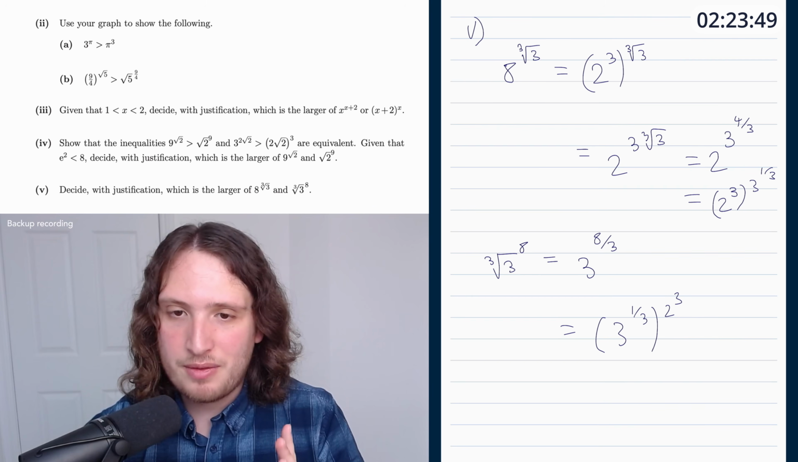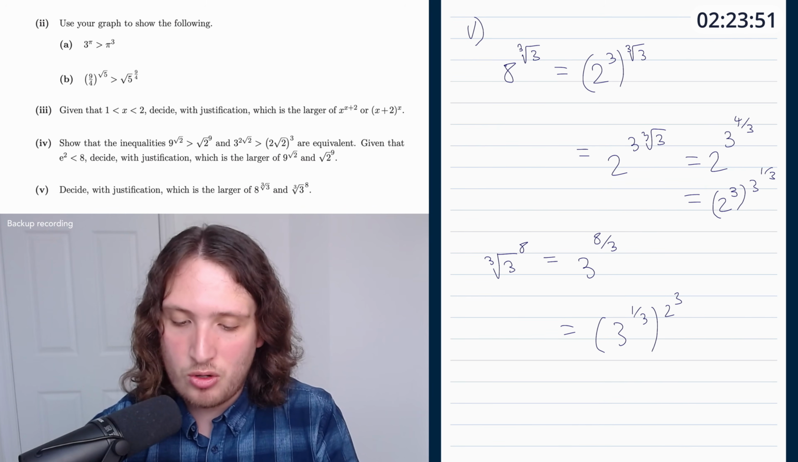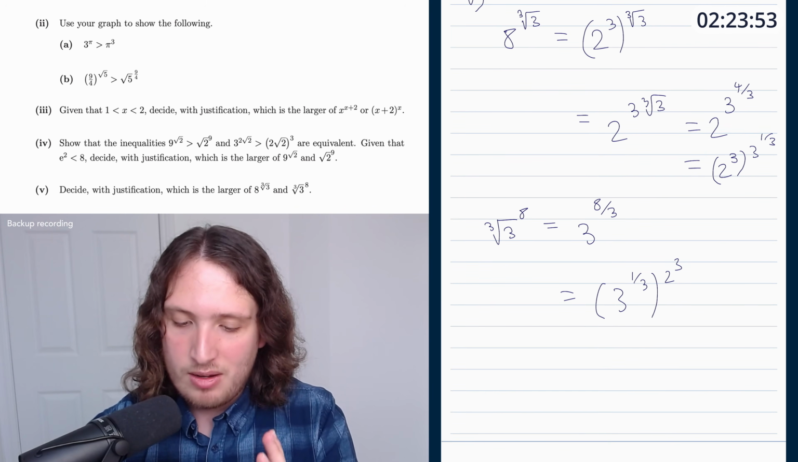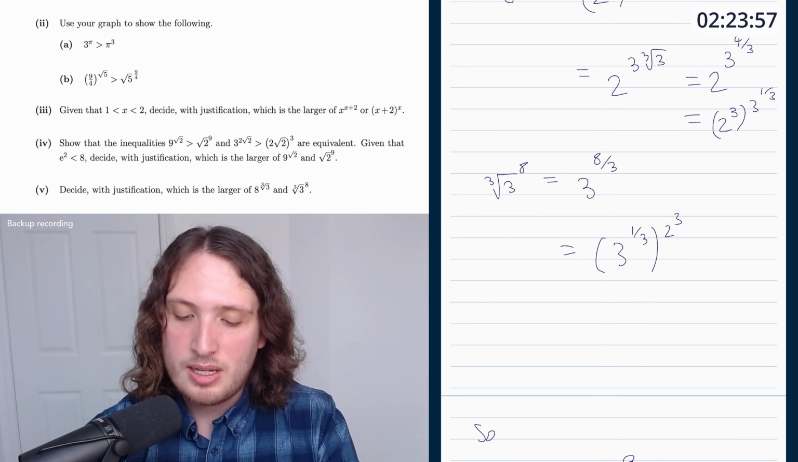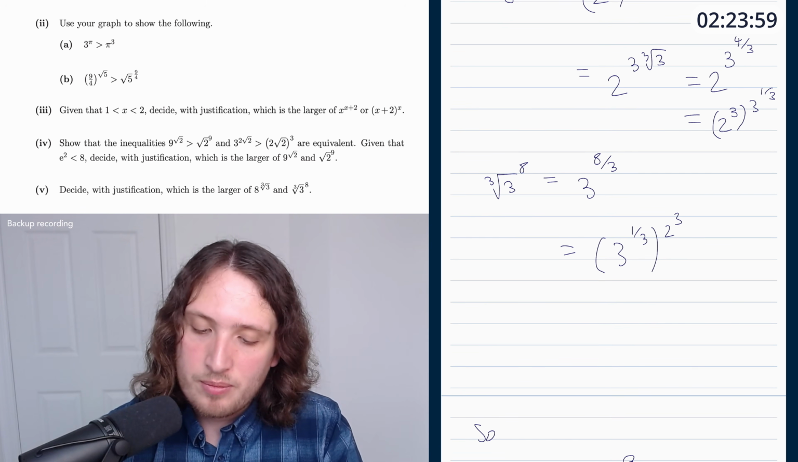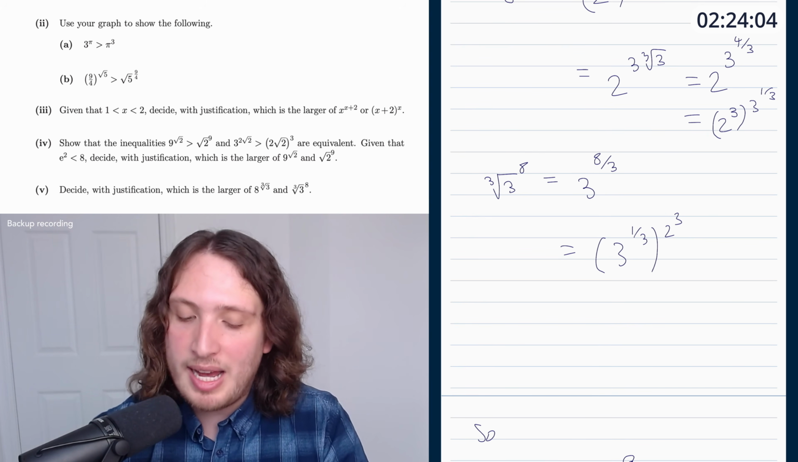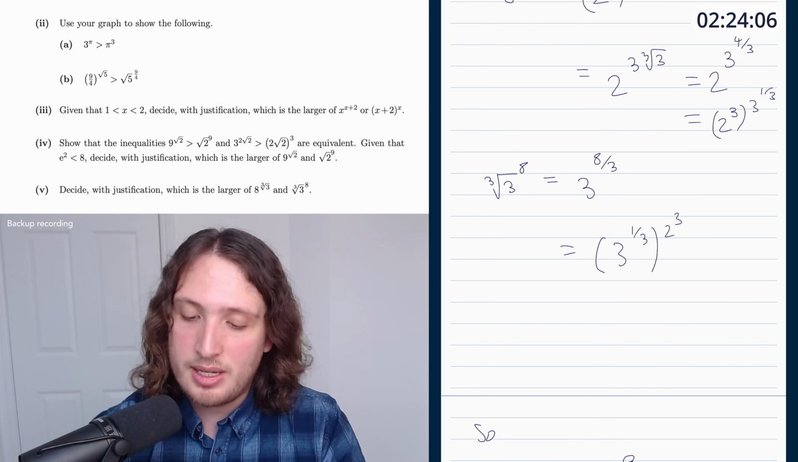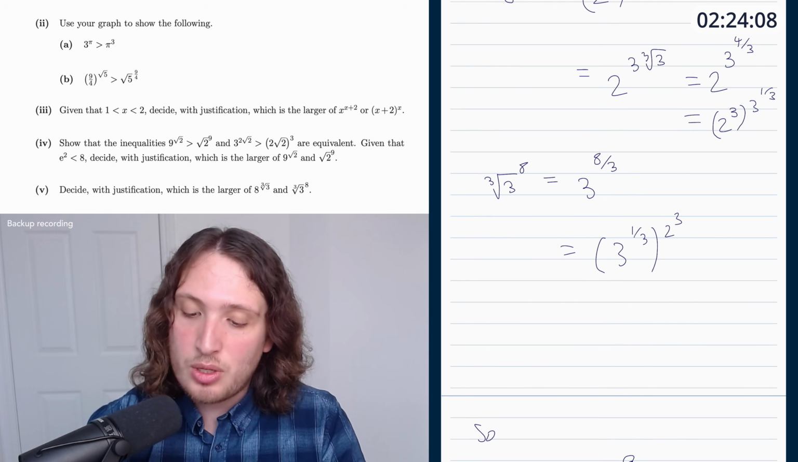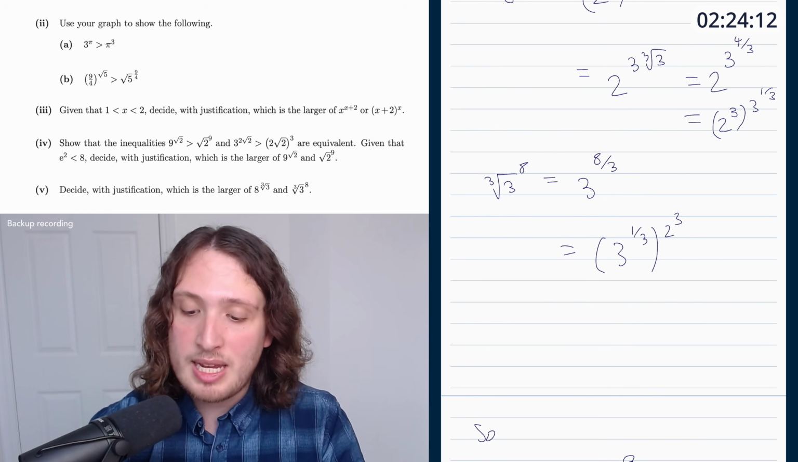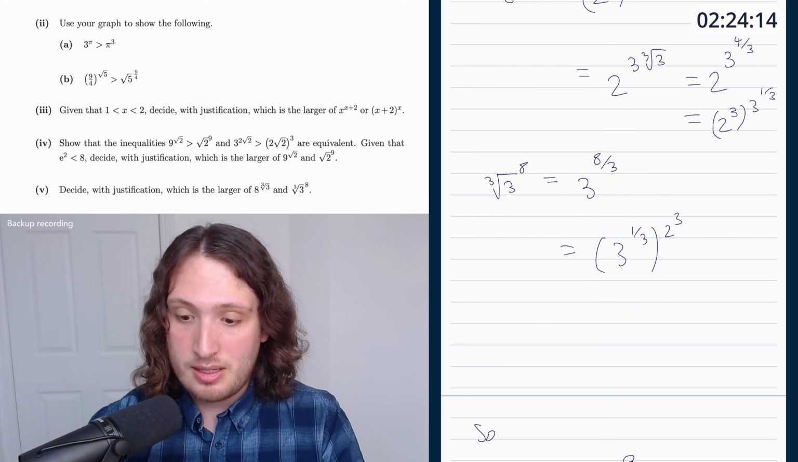8 to the power of the cube root of 3 is 2 cubed to the cube root of 3, which is 2 to the 3 times cube root of 3, which is 2 to the... Yeah, so 3, I've got one of them and the third of them. So 4/3 of them, which is 2 cubed to the power of 3 to the third, because that's 2 to the 3 times 3 to the third.